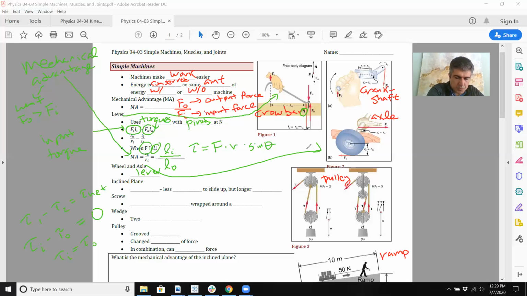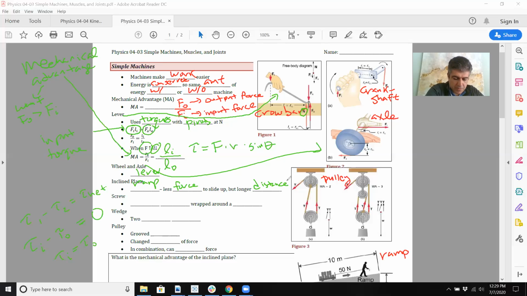Inclined plane, that's usually when you have a ramp. So less force is needed to slide up, but you obviously got to travel a longer distance, so it's a trade-off. That's why you see a lot of moving trucks. They use ramps to get stuff in and out, just easier on people.